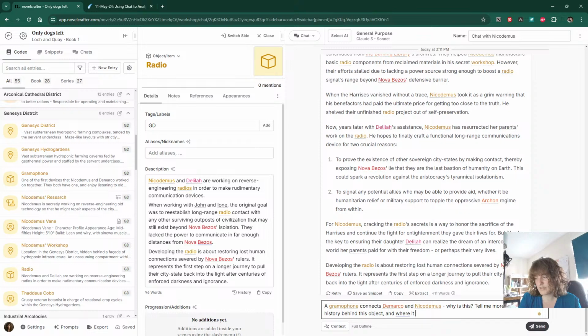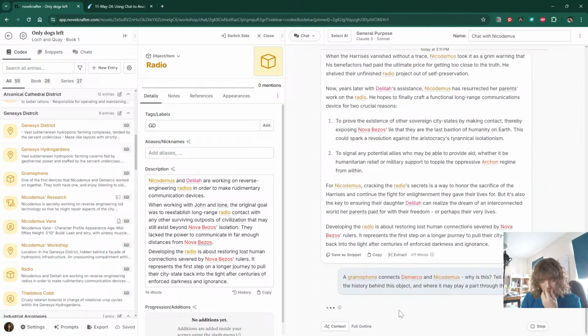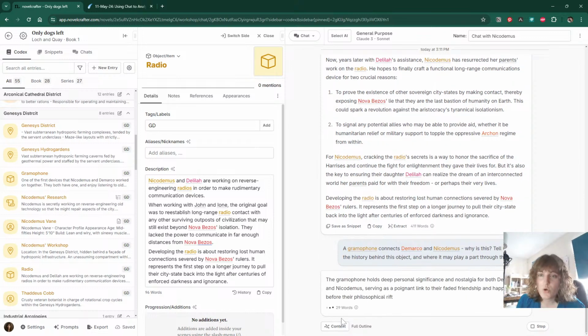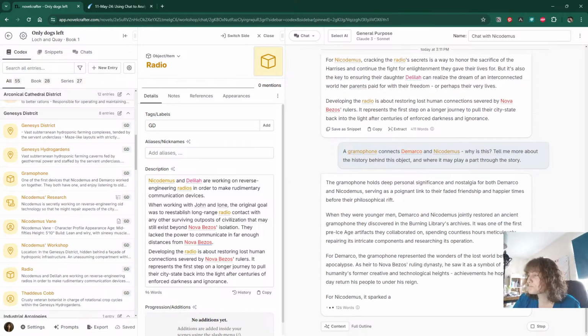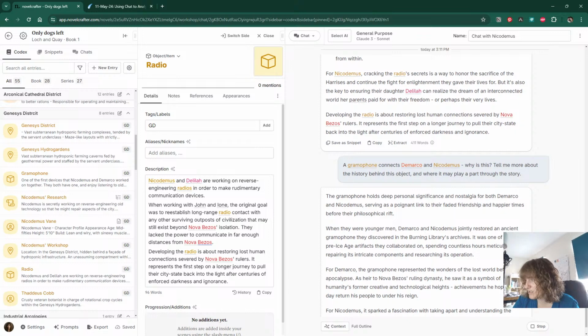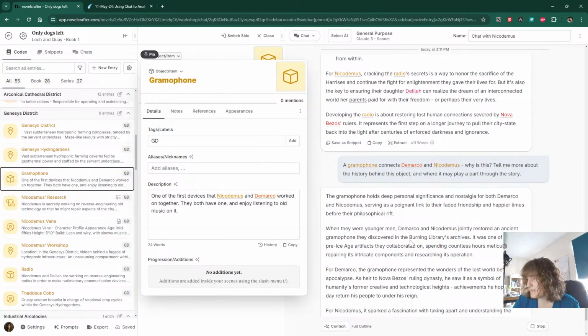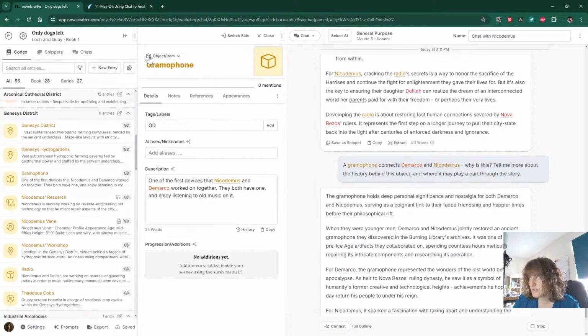And where it may play a part through the story. So if you notice that I've got for Nicodemus's chat the full outline, and so asking about where it's going to fit into the story, we'll hopefully use that to feed the answer. So we'll see. Poignant link to their failed friendship and happier times before the rift. When they were young.